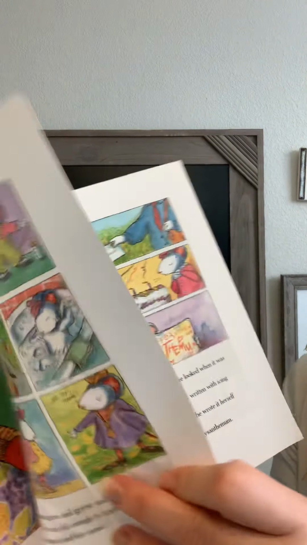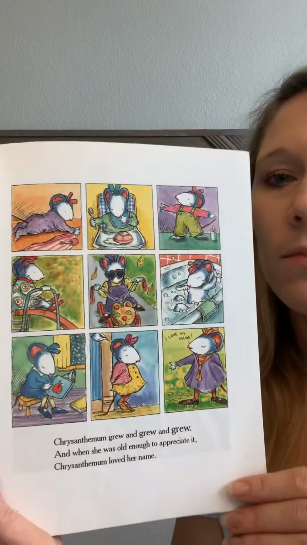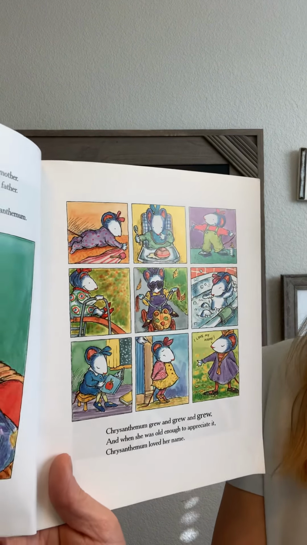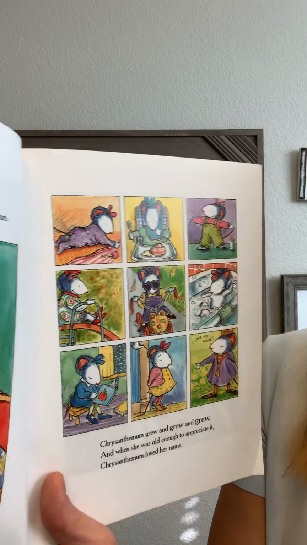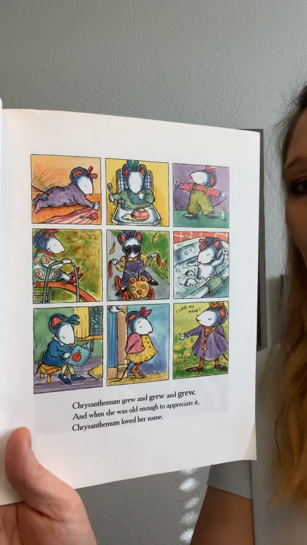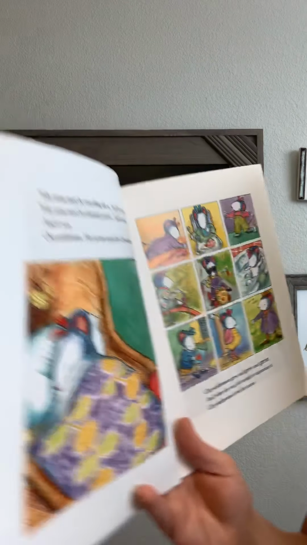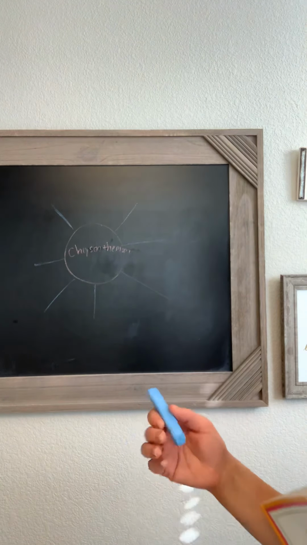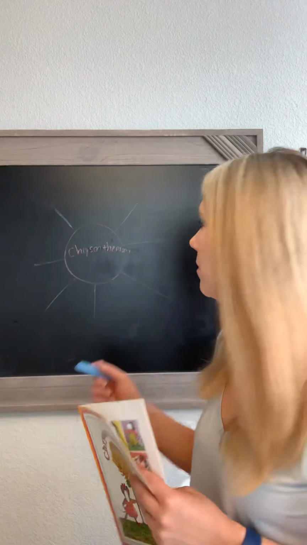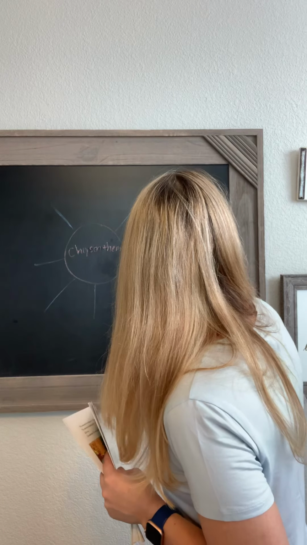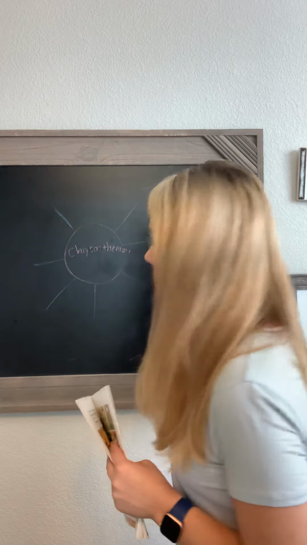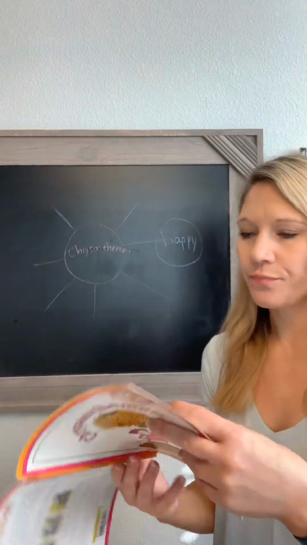So right now on this page, how would you describe her feelings? Does she seem like a sad person, or a little mouse, really? Angry, happy, joyful? She seems pretty happy about it, right? So I'm actually going to write happy. Now, characters can change throughout the story, but right now she's happy. She's happy right now at the beginning.